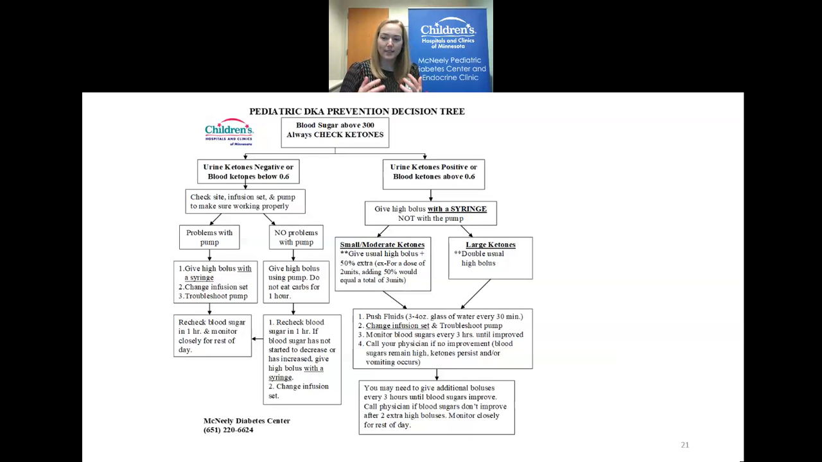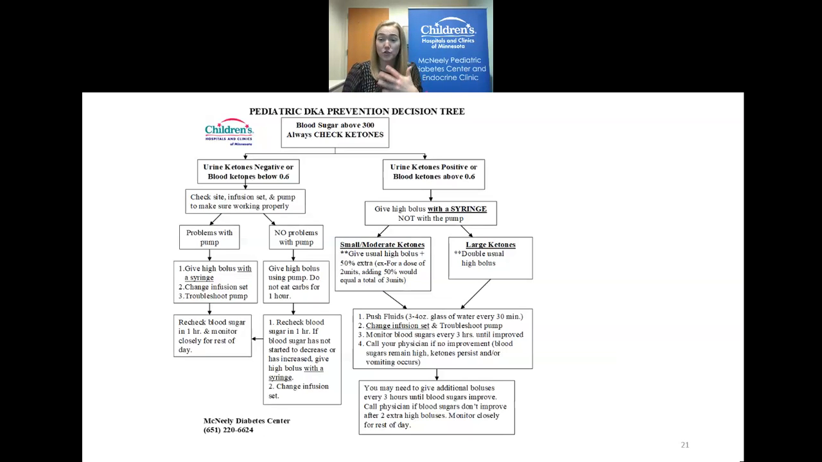So then the next line down is the same as your decision tree for injections. When you have ketones, you are more insulin resistant. You need more insulin. So if our ketones come back small or moderate, we're going to give our normal correction dose plus 50% extra. Some people like to think of this as 1.5 times my dose, 150% of my dose, or my normal dose and 50% extra, however you need to remember it. So, for example, let's say your normal correction dose is 2 units. If we have small or moderate ketones, we're going to add an extra 50%, so an extra 1 unit for a total of 3 units.